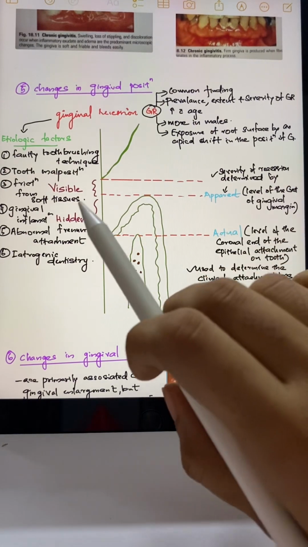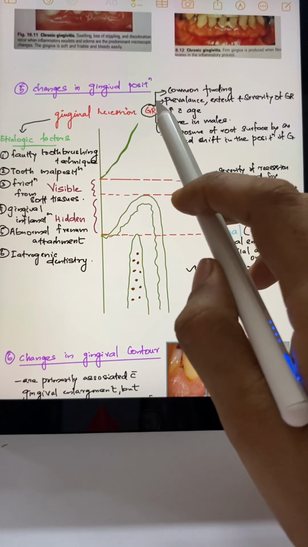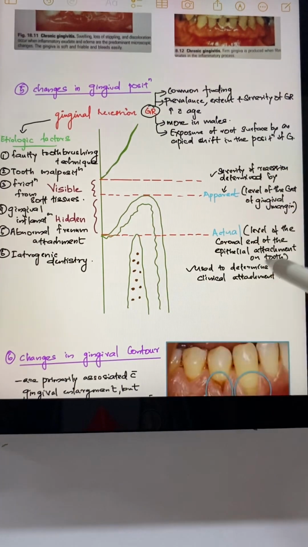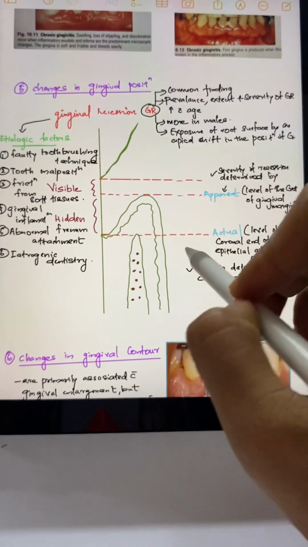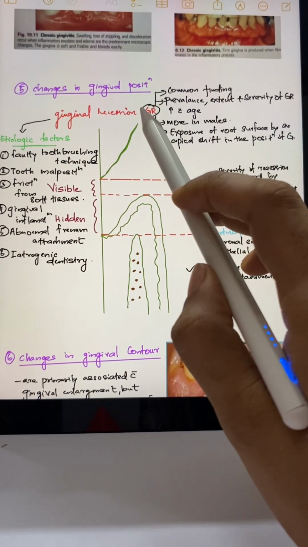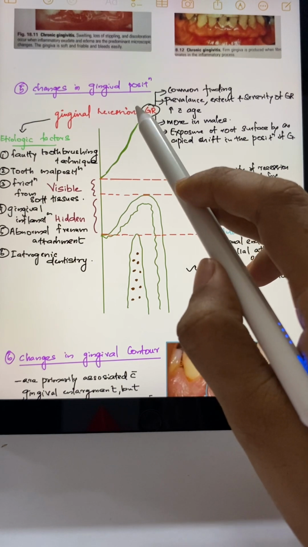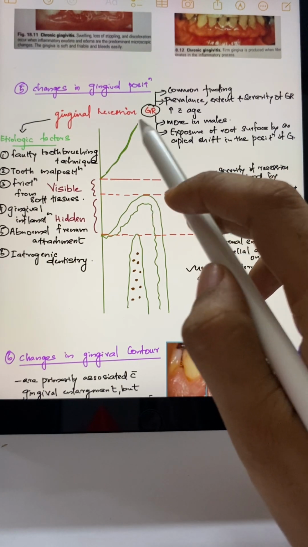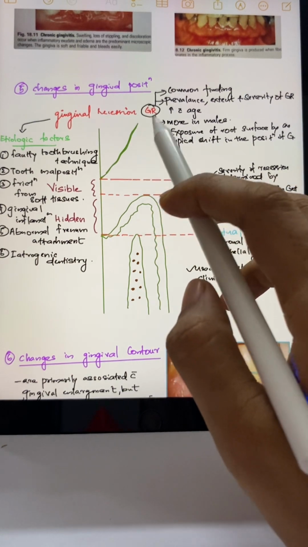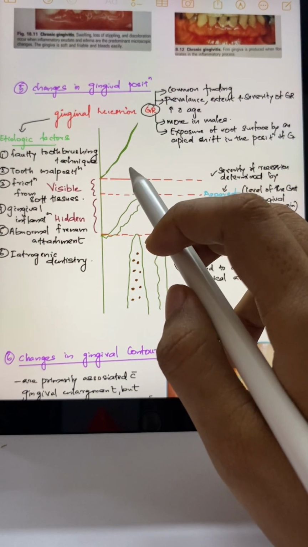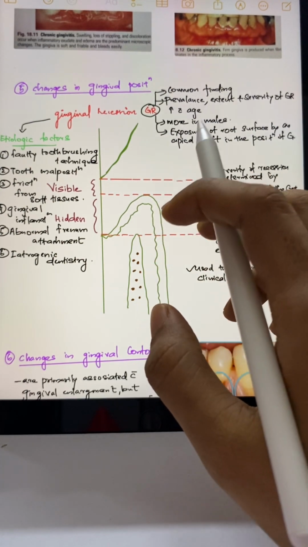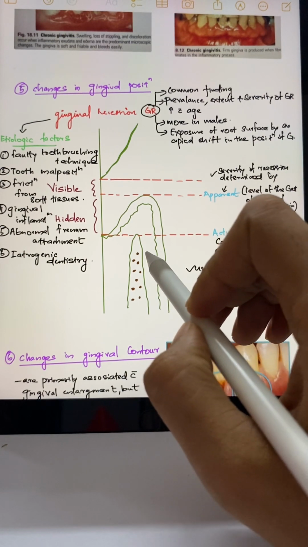Then changes in the gingival position. If you see the gingival recession case in this picture, you will understand properly that gingival recession is a common finding. In such a case only the gingival position varies. The prevalence, extent and severity of gingival recession can increase with age, and it is seen more in males. In gingival recession there is exposure of the root surface by an apical shift in the position of the gingiva.